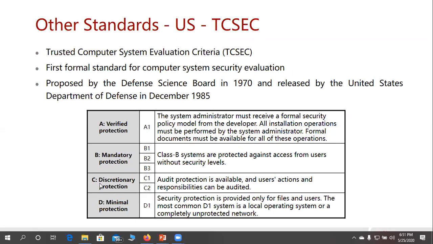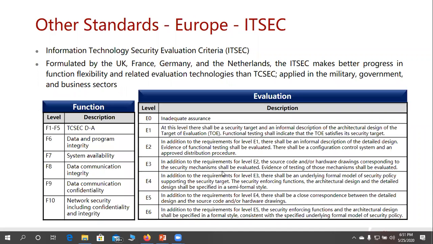We have discretionary protection. You can see here, audit protection is available. Users' actions and responsibilities can also be audited. And then we have D with minimal protection. And then this is for Europe. This is the Information Technology Security Evaluation Criteria for Europe.